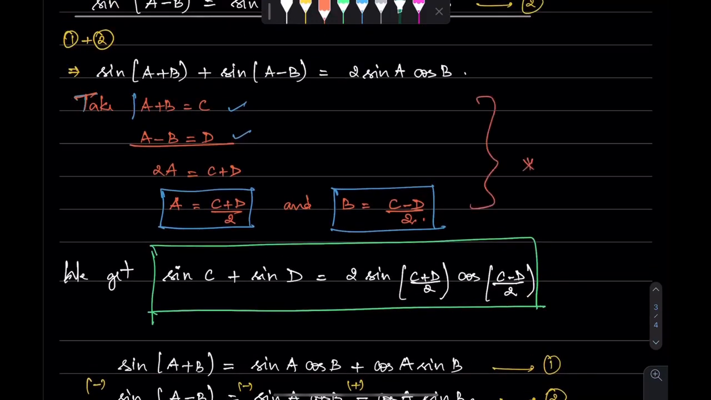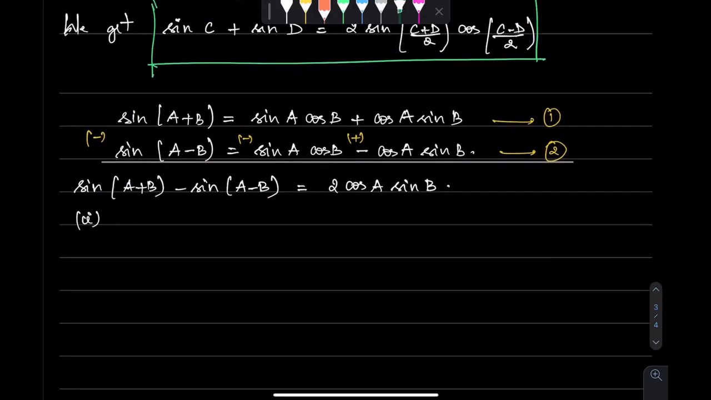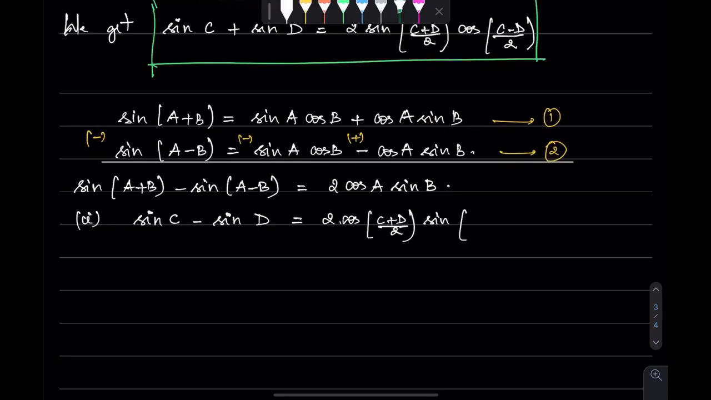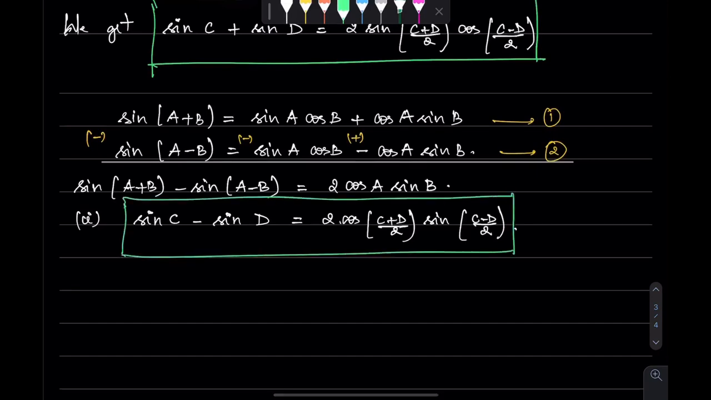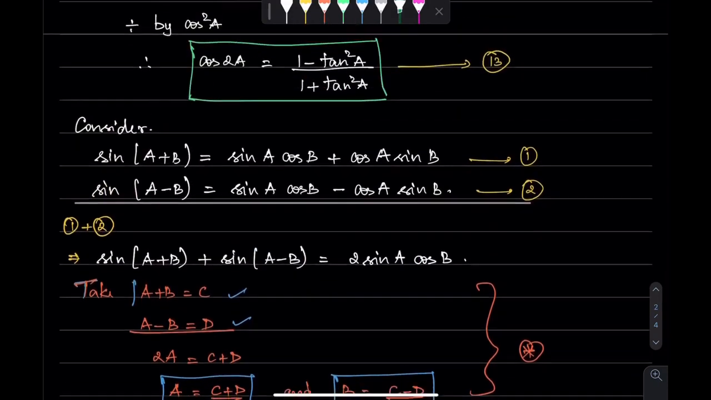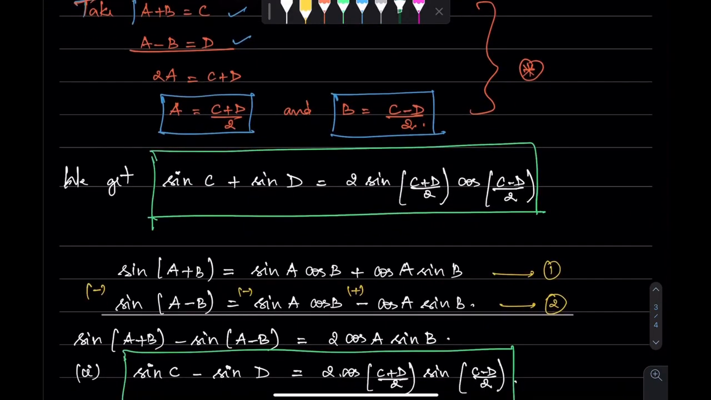So using this, using star, can I say that sine C minus sine D will be equal to 2 cos C plus D by 2 children into sine C minus D by 2. Is it okay? So I hope you guys are following whatever I'm doing here. So you can consider these as the results. So we have done 13, and see how many results we are proving. This is your 14 and this is your 15th result.